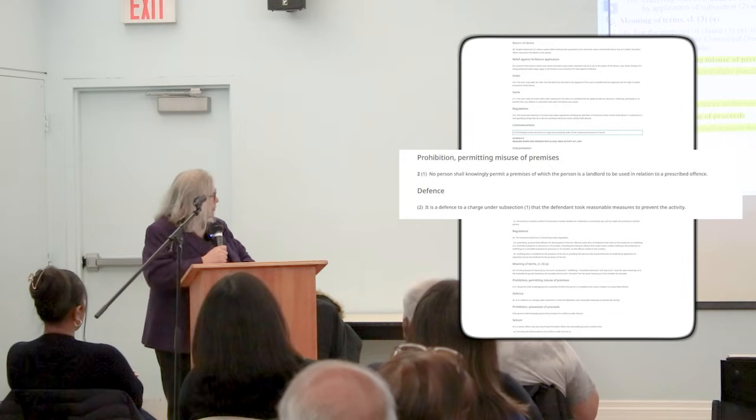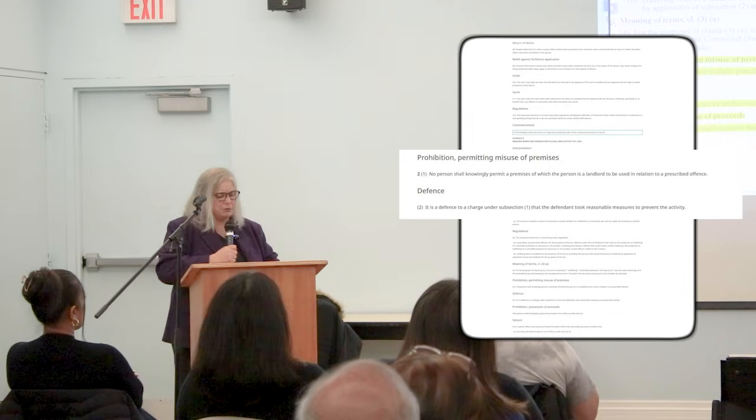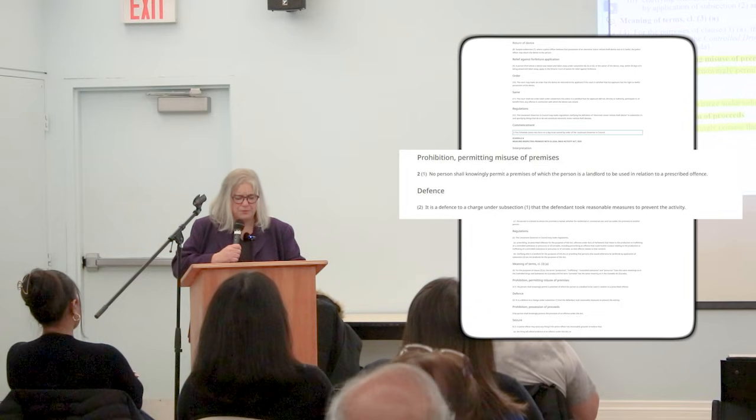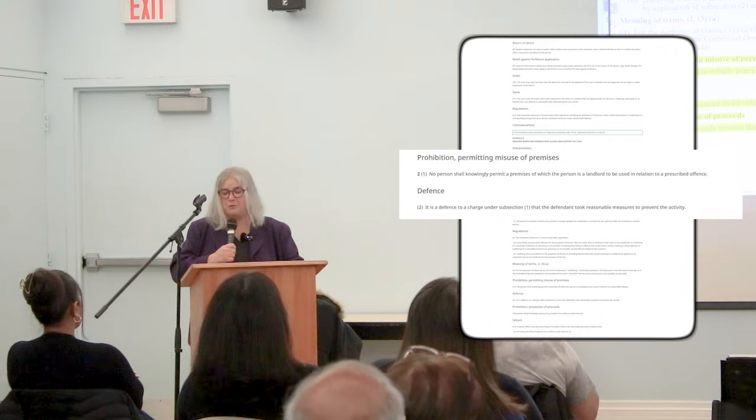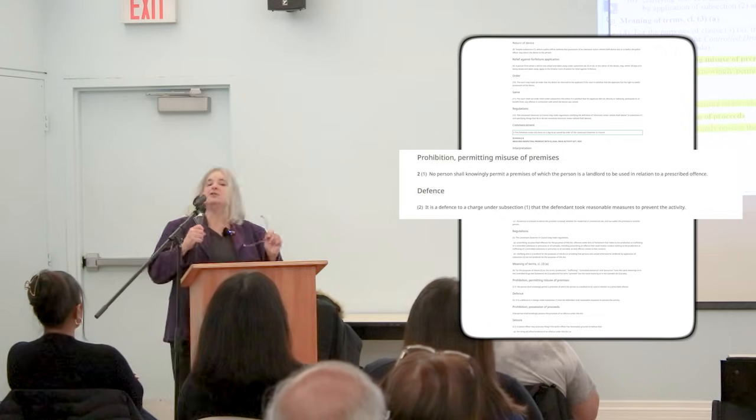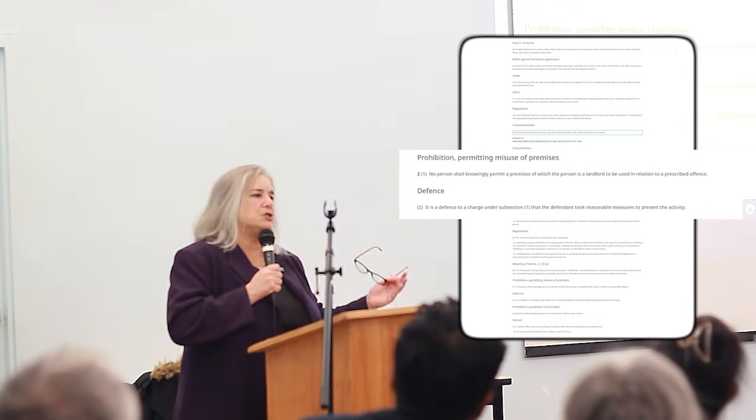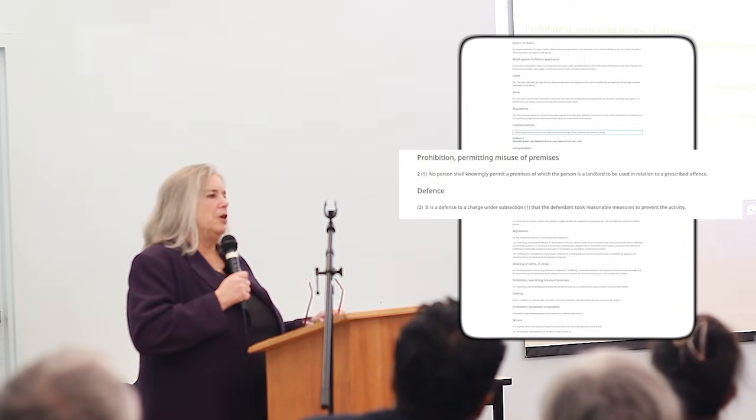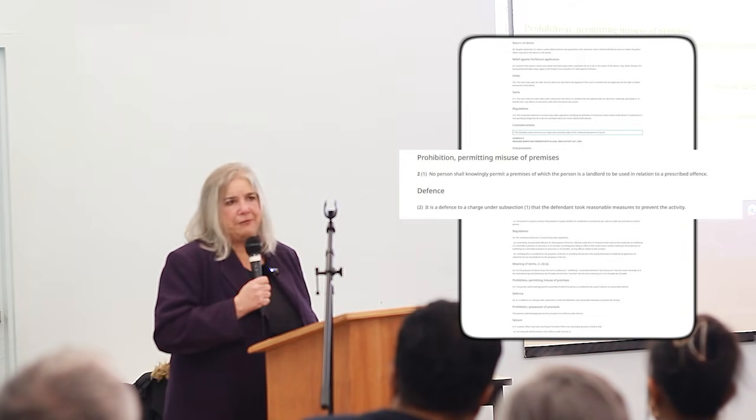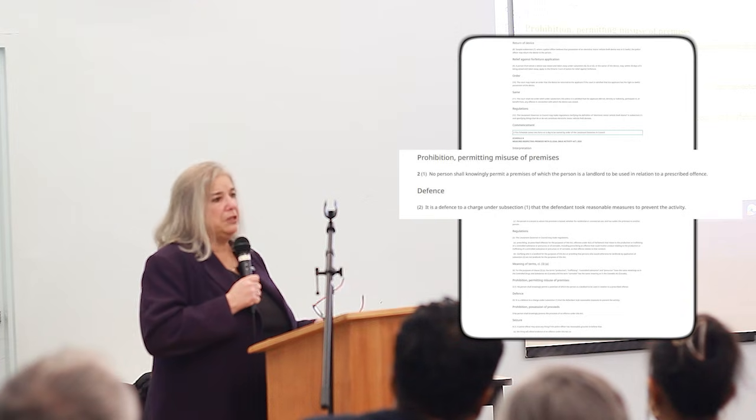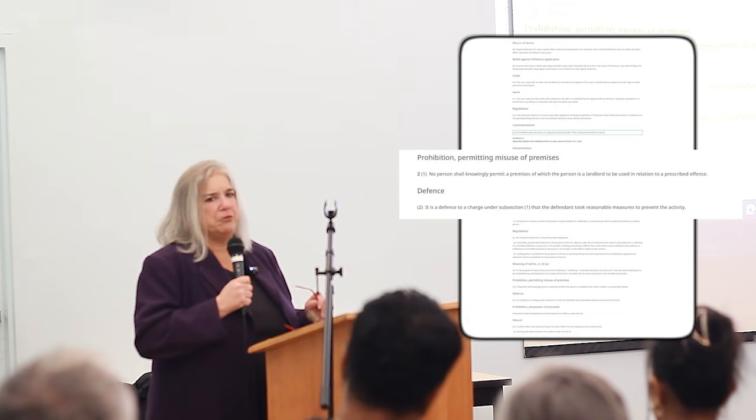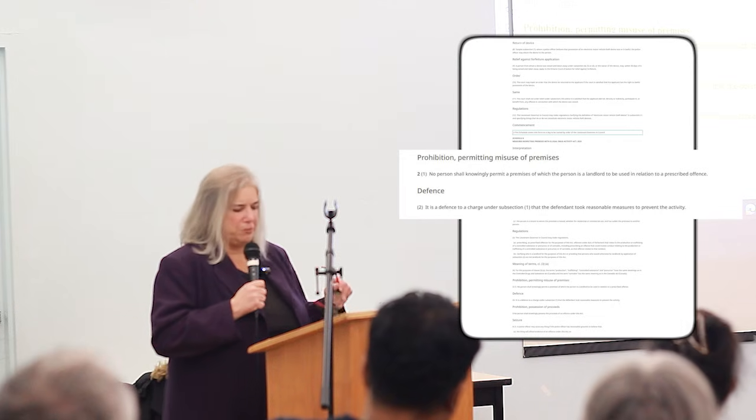So if we go to where it says defense, it is a defense to a charge under subsection 1 that the defendant took reasonable measures to prevent this activity. So this is where the onus is on you to take reasonable measures to prevent the trafficking of drugs in your units. And I'm going to come back to that in a minute because that's worthy of a much broader discussion about what reasonable means.